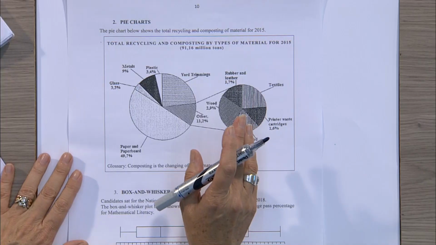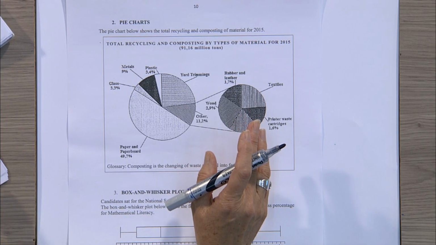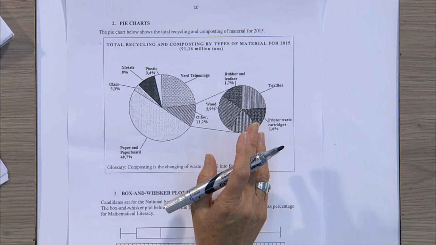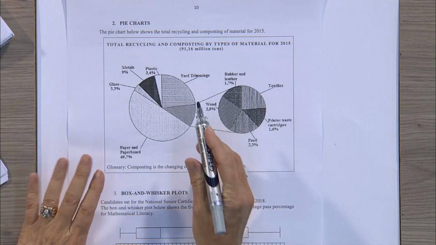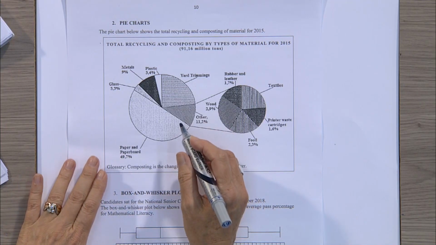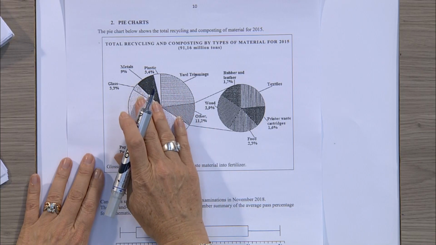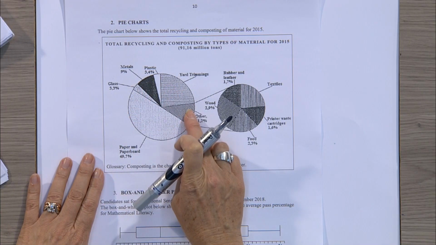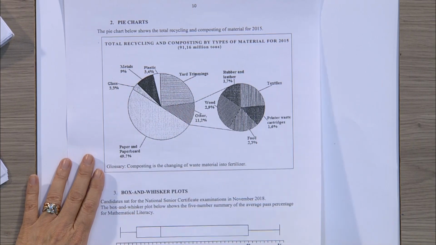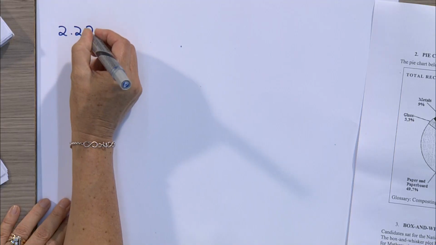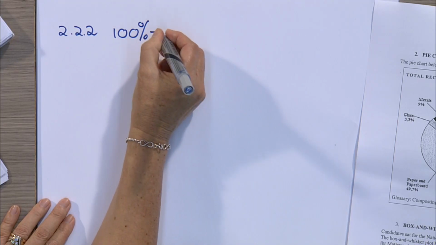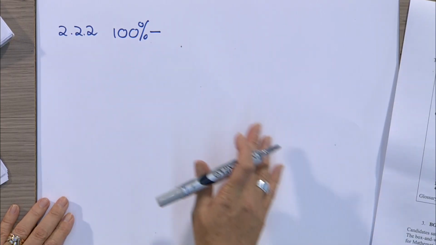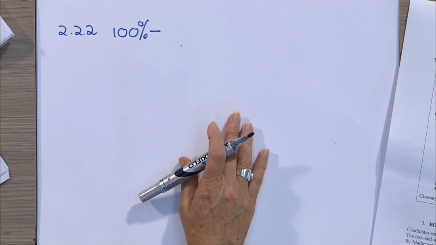All right, then we move along to the next question. It says, calculate the percentage allocated for yard trimmings. Then you think, oh, well, I already studied it, so I think I know what I need to do. The pie chart is out of 100. I have all the other components, so I will be able to work out yard trimmings. So then to work out yard trimmings, I will say 100% minus. Why do I say 100% minus? Because the whole pie chart consists of 100%.